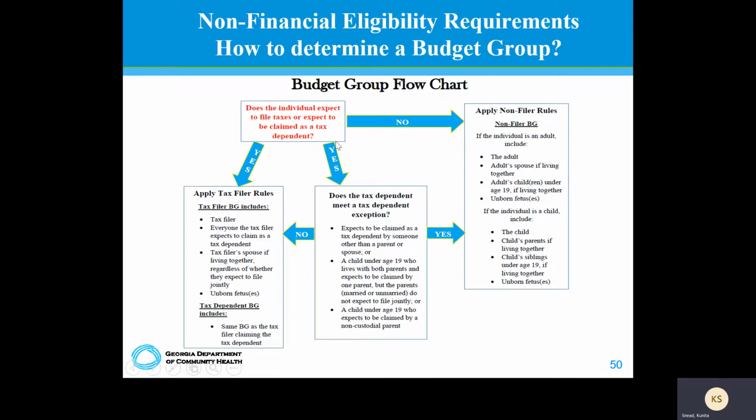If you ask that question and the individual says, no, I'm not filing taxes, and no, no one is claiming me as a tax dependent, then you're going to follow this arrow that says no, and it's pointing to the box to apply non-filer rules or non-tax filer. So that means that this household will be a non-tax filer household. And for the non-tax filer household, these are the people that should be included in the budget group.